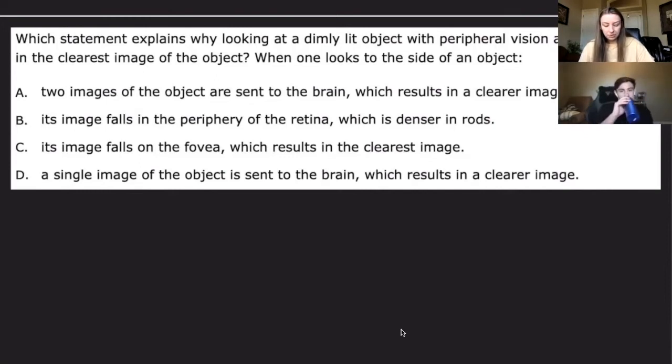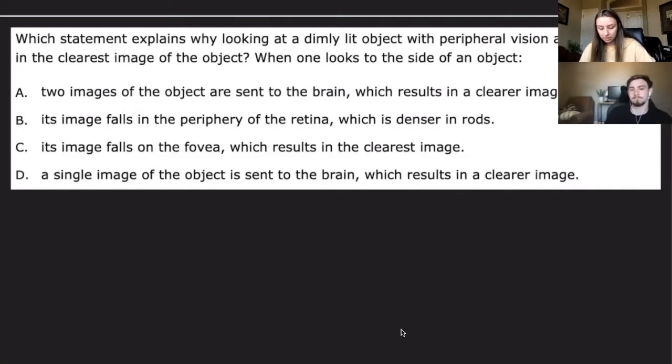B says its image falls in the periphery of the retina, which is denser in rods. That's sounding tempting. We know that that's a true statement. And we know that that would be a reason why looking off to the side of a dimly lit object would help us see it clearer. So probably, or maybe B. C, its image falls on the fovea. Well, it doesn't. So I'm thinking maybe not, which results in the clearest image. Yes, the fovea gives the clearest image, but not in dimly lit scenarios. And so that's probably not the right answer.